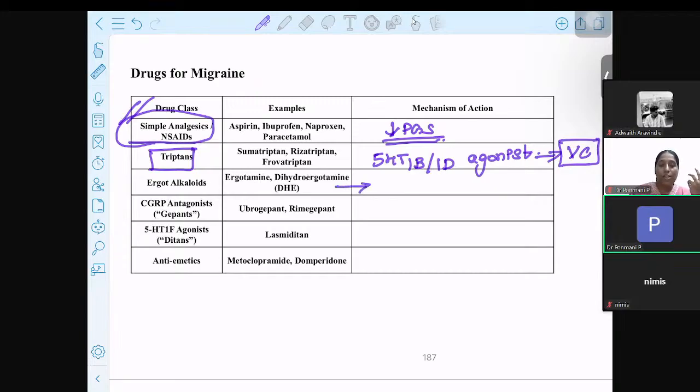And what about ergots? Ergots also have 5-HT agonism. In addition, they also have alpha agonistic activity. So this is going to cause more vasoconstriction. This is the reason these two drugs should not be given together. Don't give them together, okay? It can cause extreme vasoconstriction.